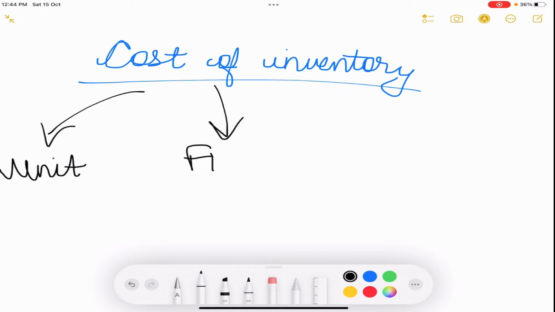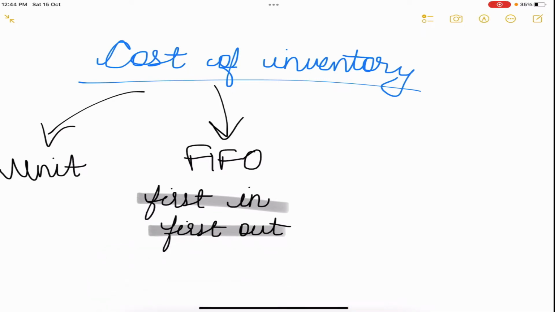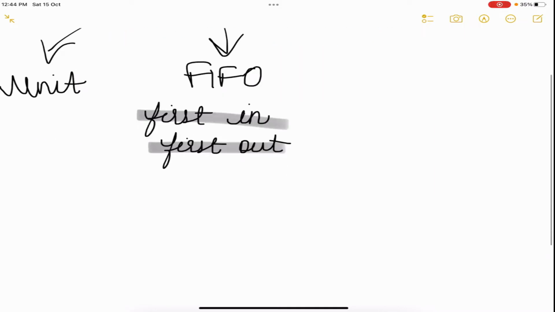Now what does FIFO stand for? FIFO stands for first in first out method. So this is first in first out. So what does that mean? What does first in first out actually mean? Just try to read the name again. First in first out. What does that actually mean? What comes in first also goes out first. Let's take an example.